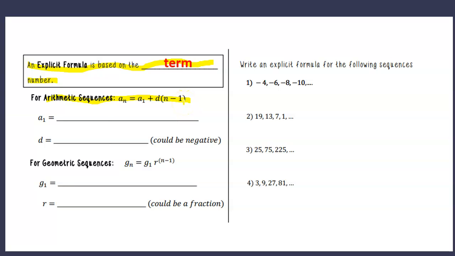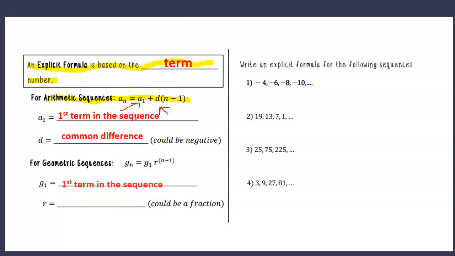So we're going to talk about what each part of this equation means, which is going to be the next part of your notes. Instead of writing another blank to fill in, I would draw a little arrow to a sub 1, and label that as the first term in the sequence, and then draw another arrow to d and label that as your common difference.